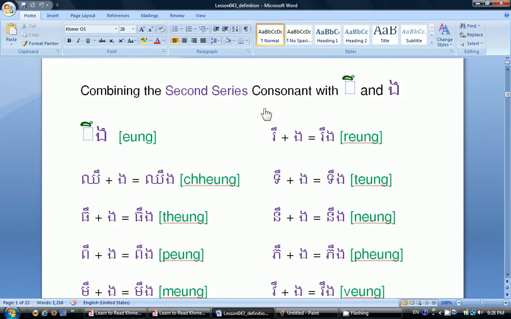Combining the second series consonant with the vowels and end with consonant ngor. For the second series consonant, the vowels change its sound to okay, and then consonant ngor. So ngor ung. Okay, so now let's practice reading this word.